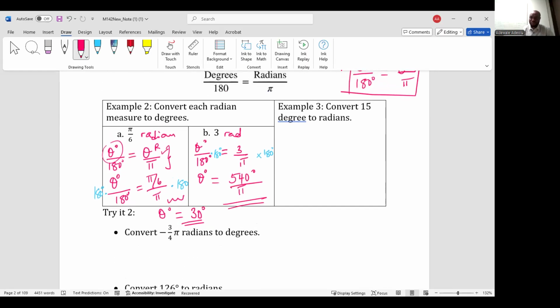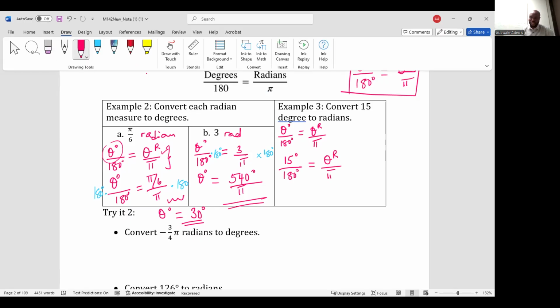And lastly, we want to convert 15 degrees to radian. So again, use that formula. Our angle in degree is to 180 as our angle in radian is to pi. So in that sense, we know that our angle is 15 degrees, so 15 is to 180 as this is to pi.